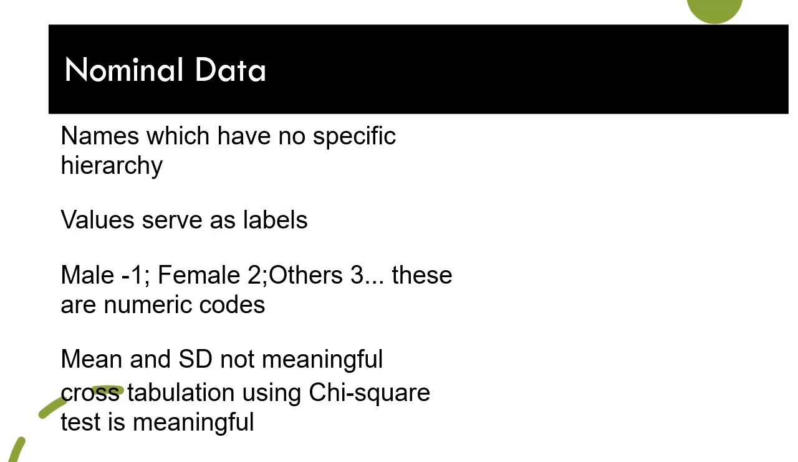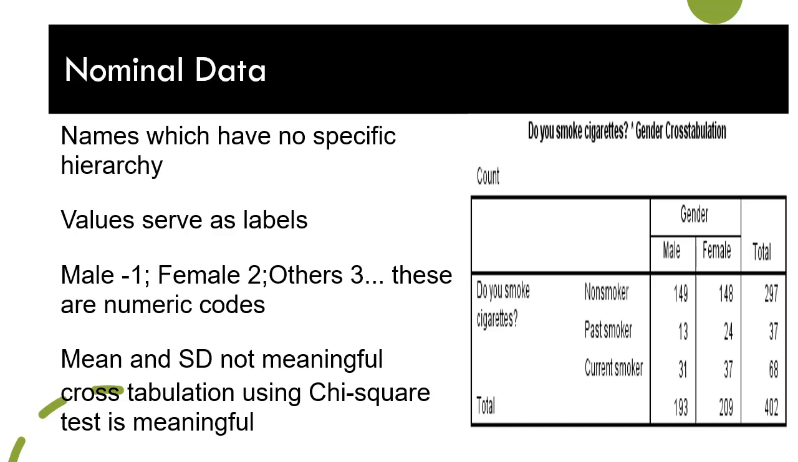Nominal data cannot be used to perform many statistical computations such as mean and standard deviation, because such statistics do not have any meaning when used with nominal variables. However, nominal variables can be used to do cross tabulations. The chi-square test can be performed on cross tabulation of nominal data.